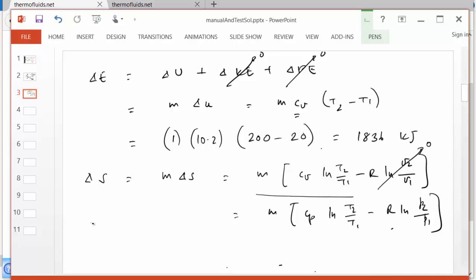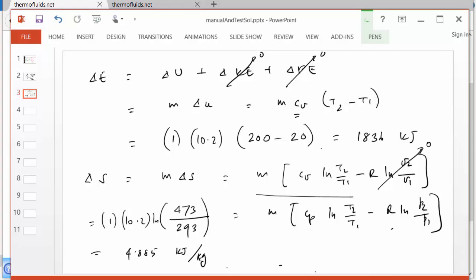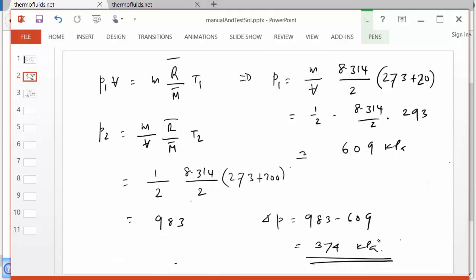If I use that, 1 is the mass, CV is 10.2, and log of 473 by 293. Notice that now I cannot use Celsius anymore. That gives us approximately 4.885 kilojoule per, oops, there's no multiplication by mass needed already, so kilojoule per Kelvin. Okay, so we found the solution manually. This is the change in pressure.